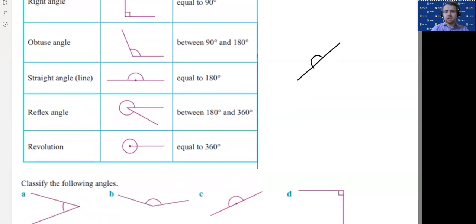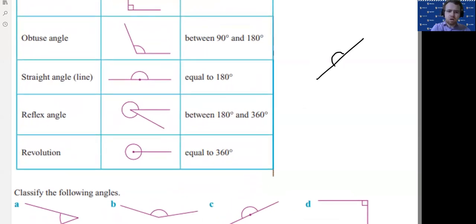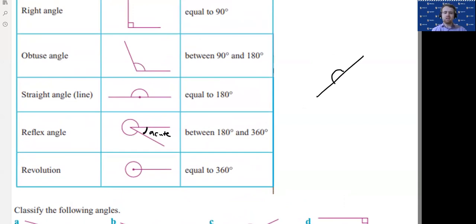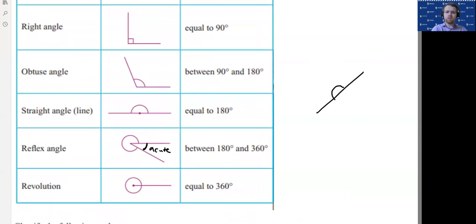A reflex angle is somewhere in between 180, a straight line, and a full revolution. Now you can see here the arc is drawn around the long way. So it's that full way around from one arm to the other. If we were to draw an arc in between these arms here, that would be an acute angle. So you can consider a reflex angle as the other side of an acute angle, or the other side of an obtuse angle.